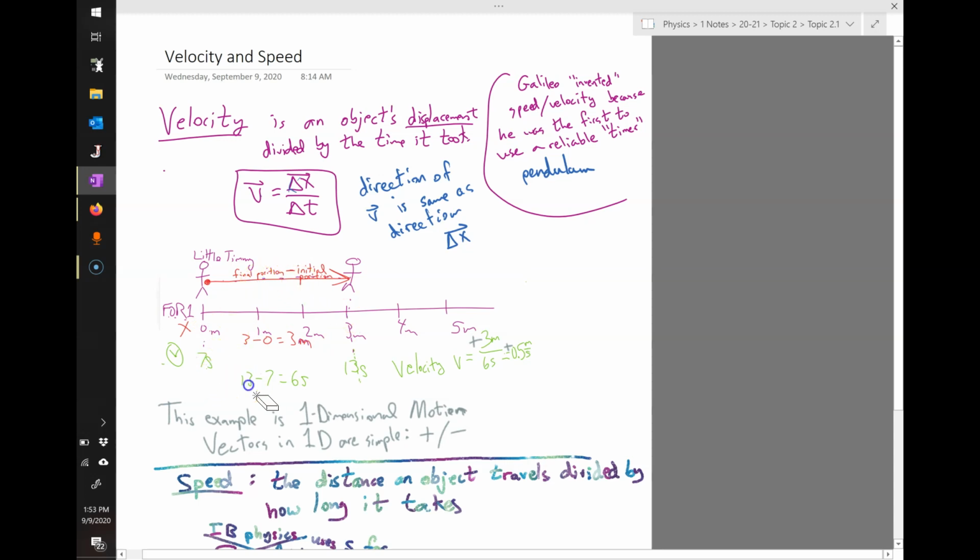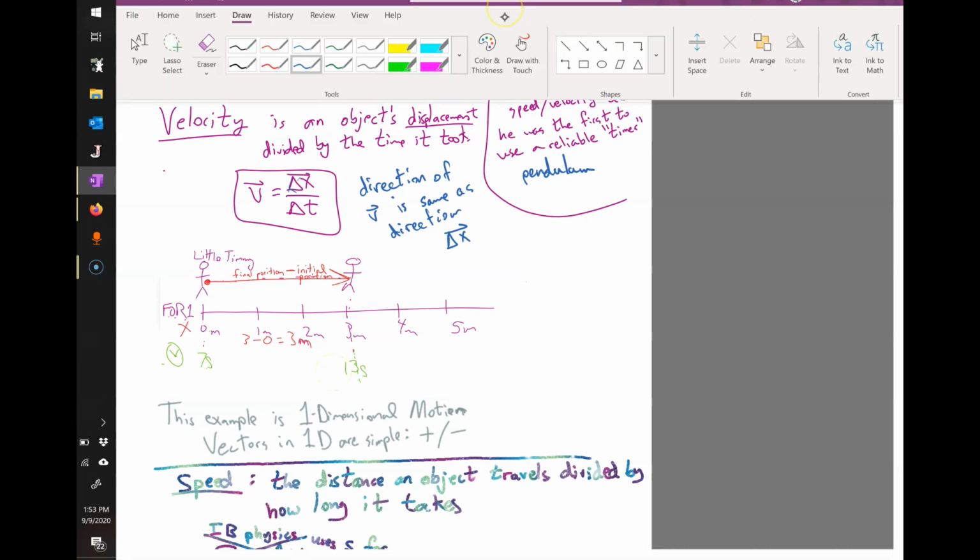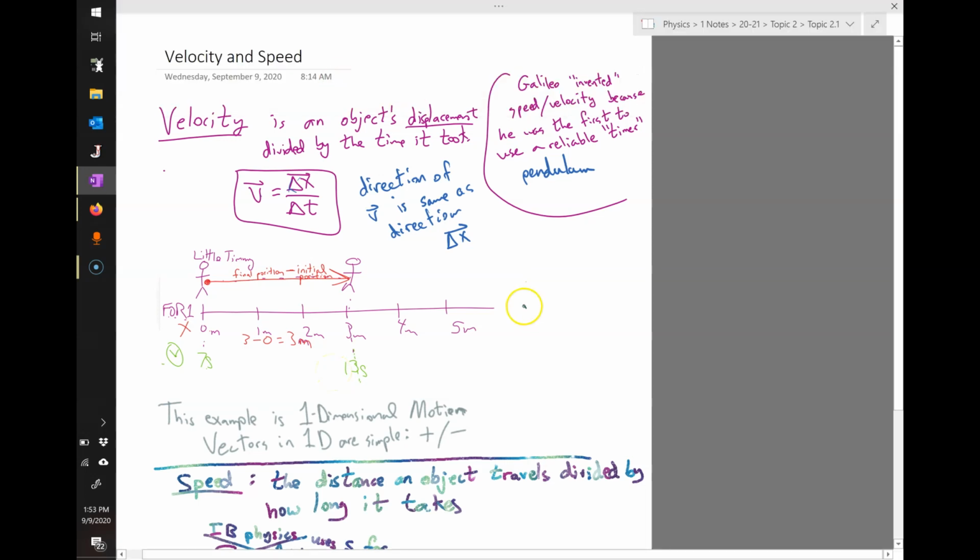and let's say that took... someone had a clock going, okay? And at 0 meters, the clock said 7 seconds. And then when little Timmy was at 3 meters, the clock said 13 seconds. So what would you plug in for displacement and time in this formula?